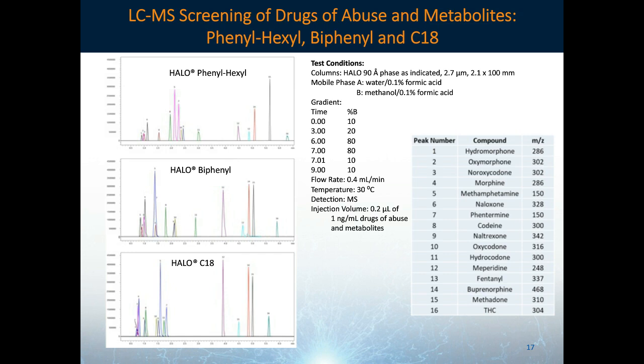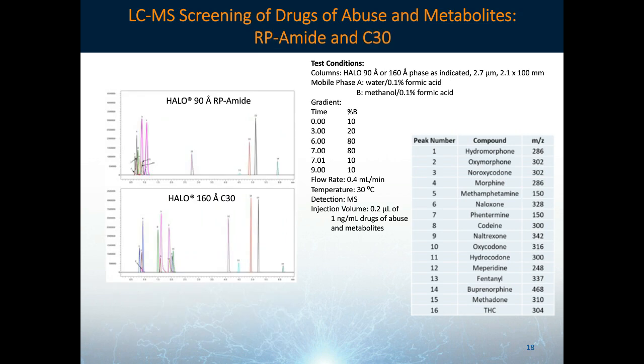We also screened the same mix on Halo RP-Amide and Halo C30. What you can see is that most of the peaks are coming out at the beginning part of the chromatogram, and the resolution isn't quite as good as what we had seen for the Halo phenylhexyl.